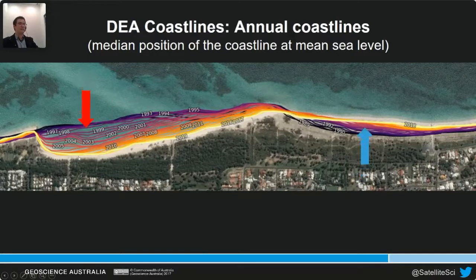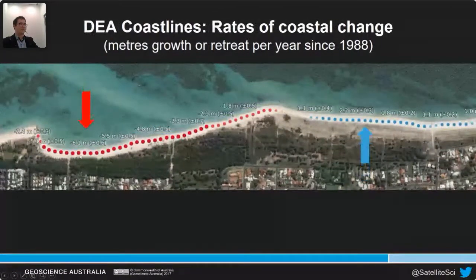We can use this data to start calculating actual rates of change. If you're living on the coast, you're probably interested in how many metres the coastline is growing towards your house each year. Or if you're looking at habitats, you're probably interested in how many metres of extra habitat is gained each year. So we can convert these to rates of change statistics. For example, over here you've got coastlines which are moving inland by about 6 metres a year, and over here you've got coastlines that are growing out to the ocean by about 2 metres a year.